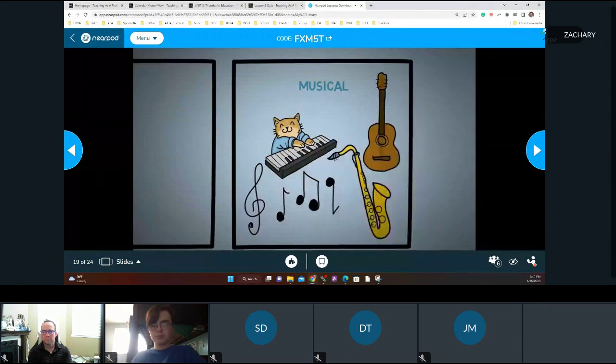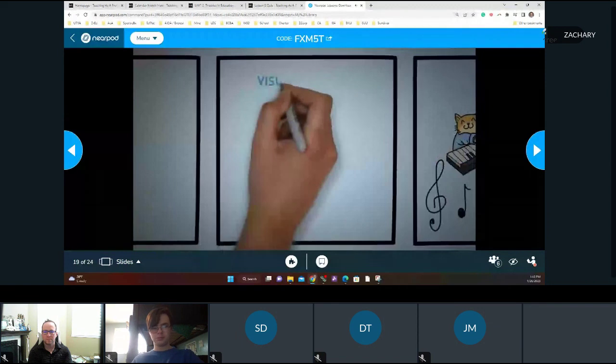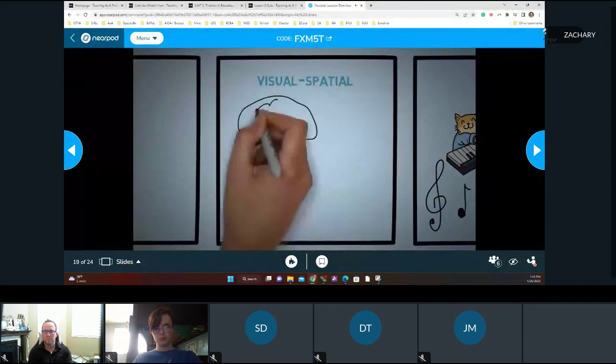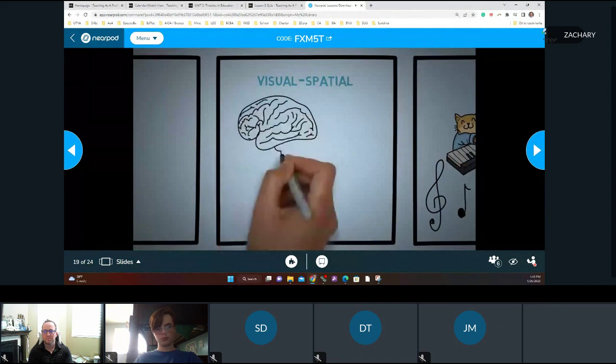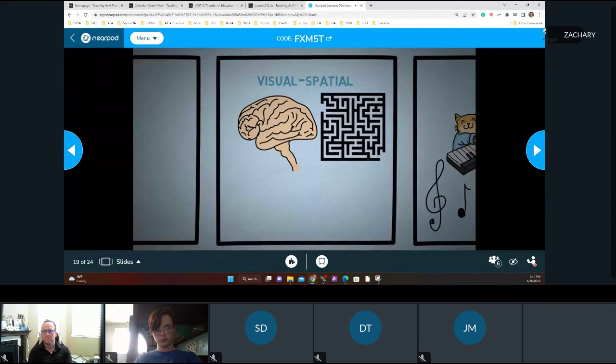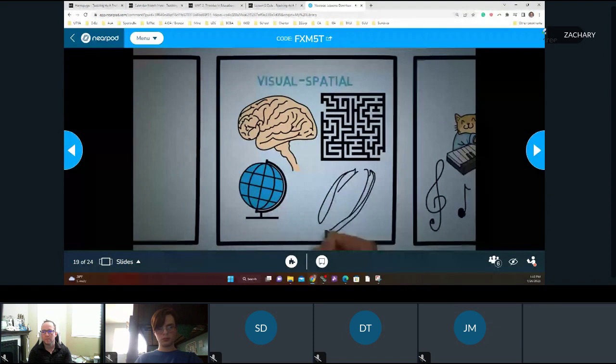The next is visual spatial, and this is basically how well can you visualize something in your mind's eye? How well can you think of something in your mind? Another example of this would be how well can you get through a maze? Can you see it in your mind's eye where you're at in the maze or a cornfield? And Gardner went so far as to say that this could even be used for judging distances. Or how well can you read a map?